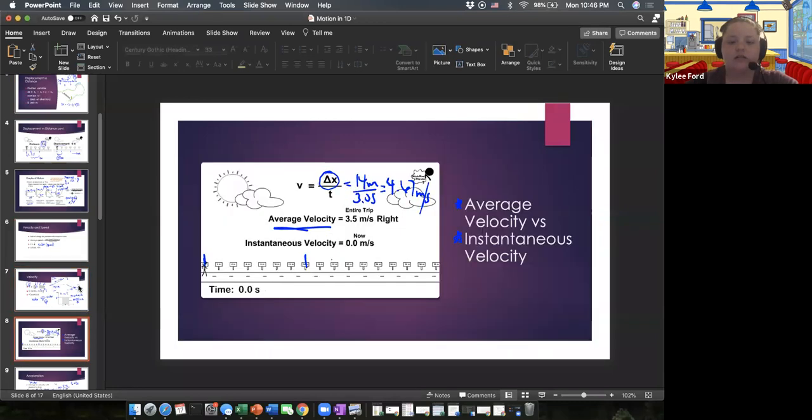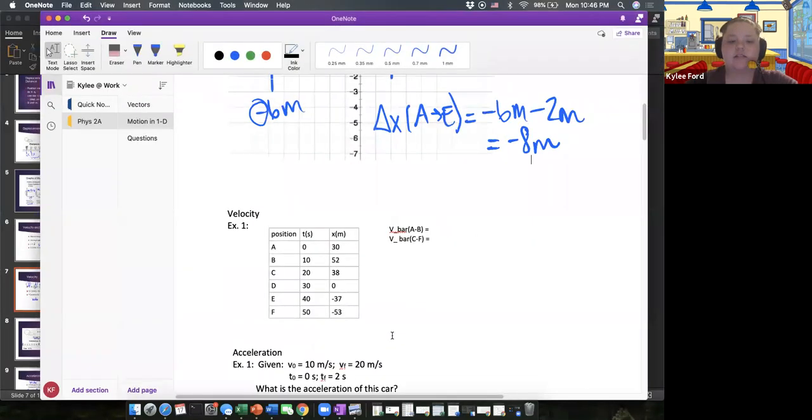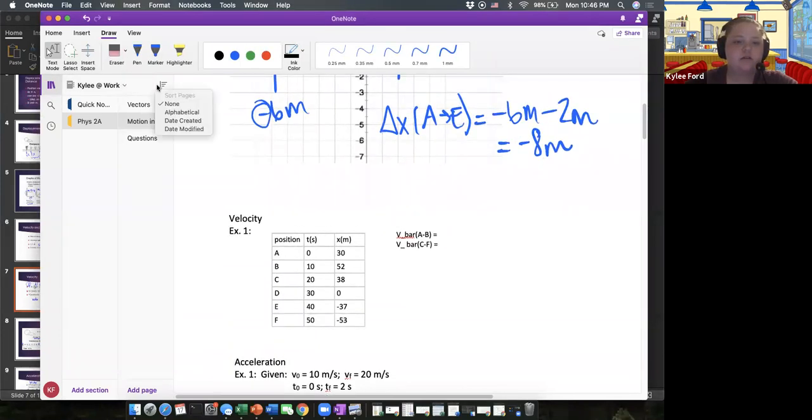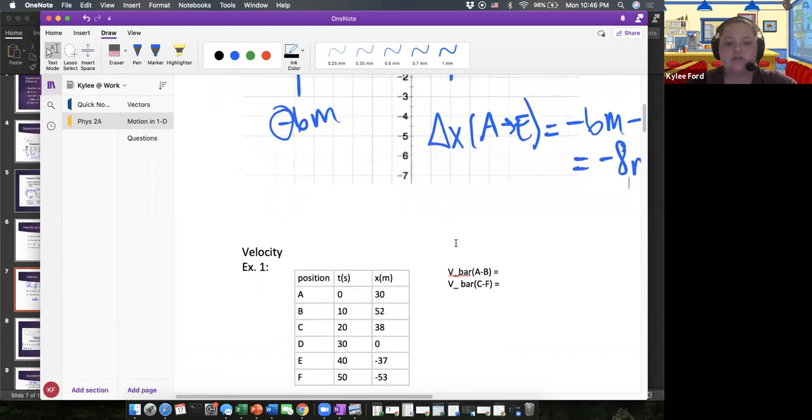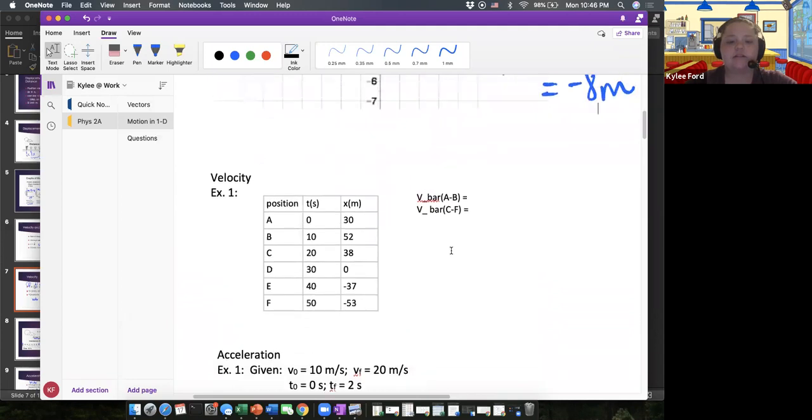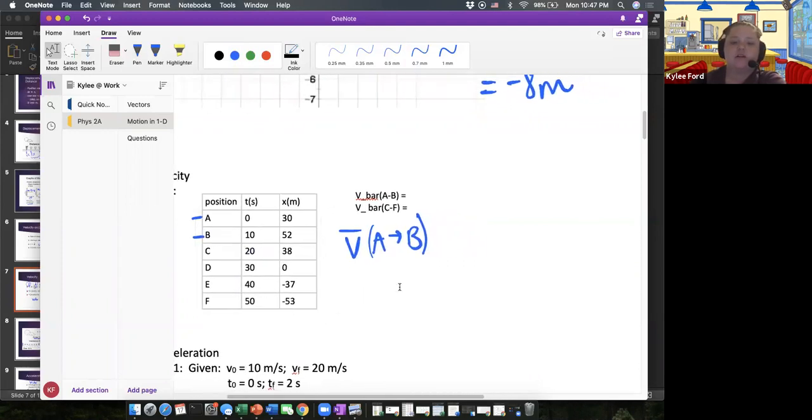I wanted to look at velocity in here. So a velocity example. Okay, so can I move this over at all? No, okay. So say I have some data here. This is my little data table. At each time, we have a different position. The first thing I want to know is my velocity from A to B. So changing from position A to position B, I want to know my velocity.